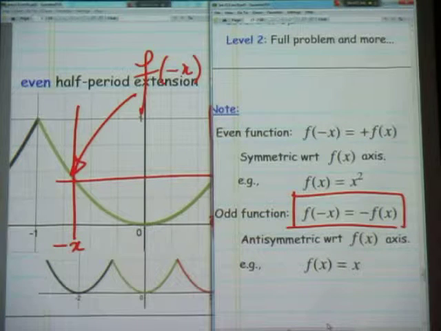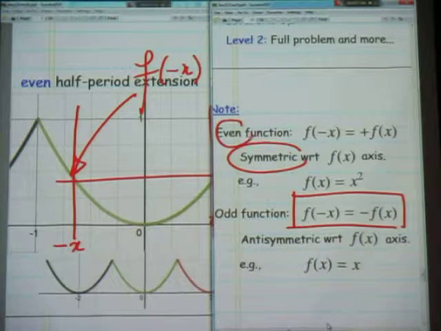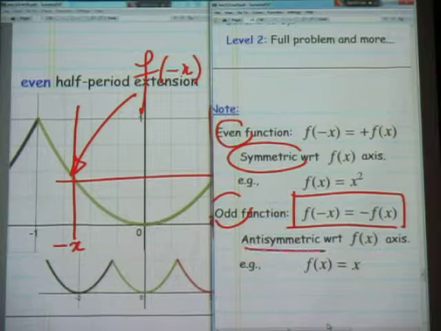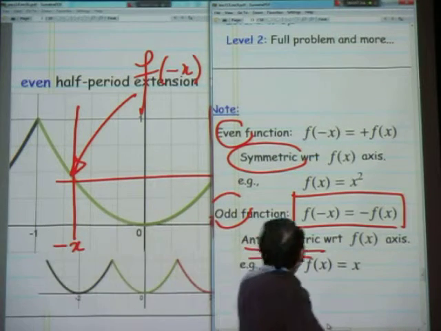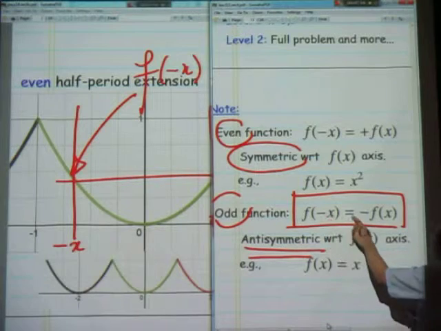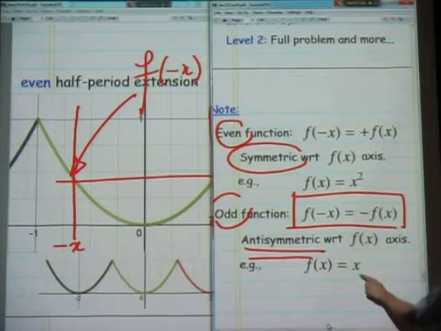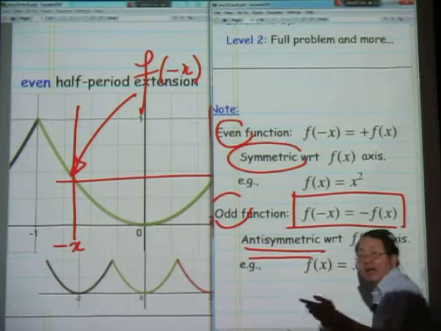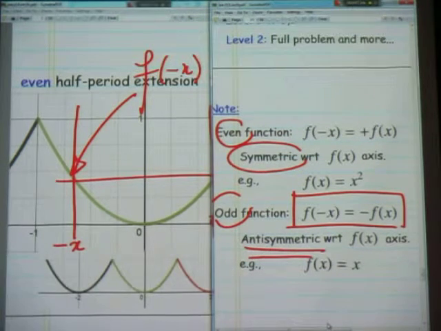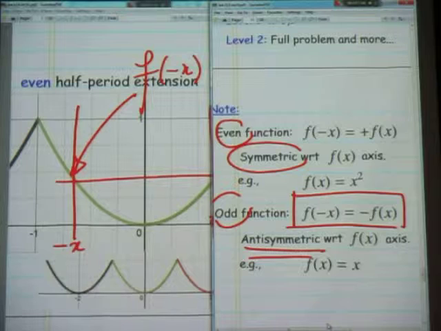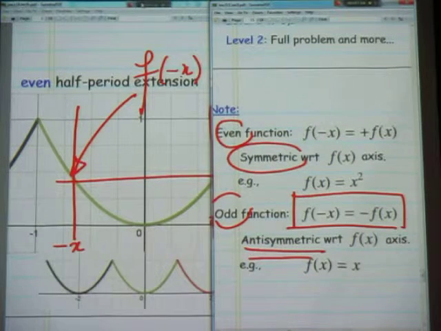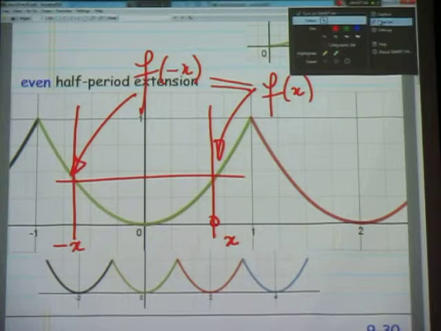So the first part is for the even function, that's symmetry, and for the odd function, that's anti-symmetry. It's characterized mathematically as follows: the value of f at minus x is equal to minus the value of f at x, and an example would be x, the straight line.